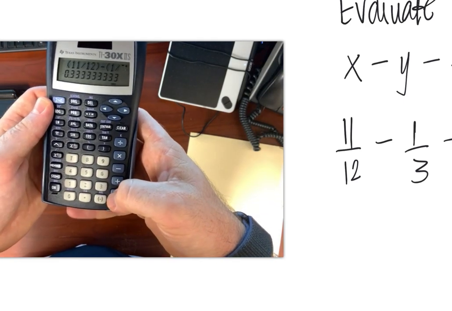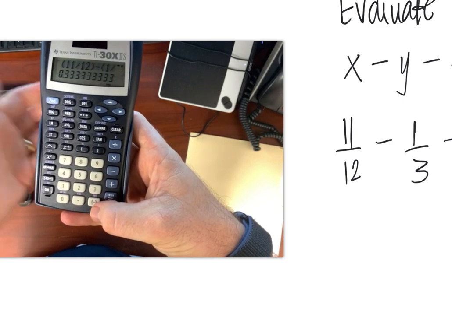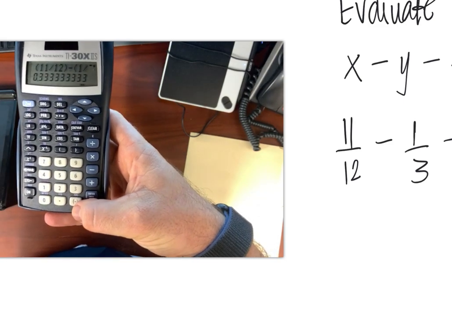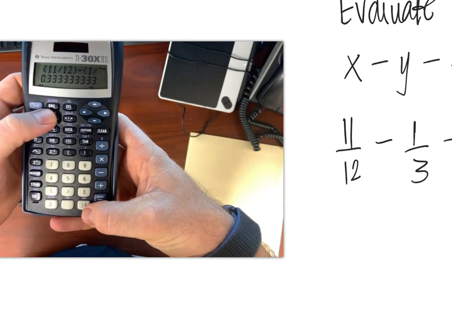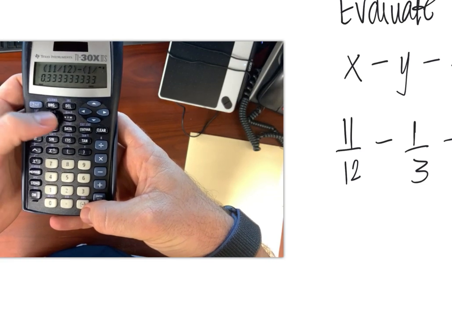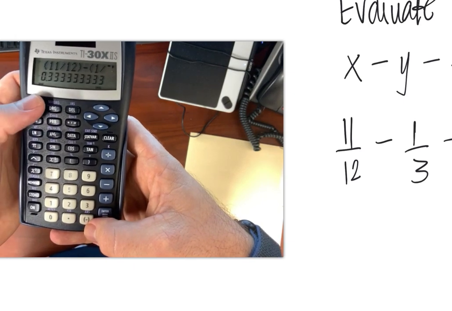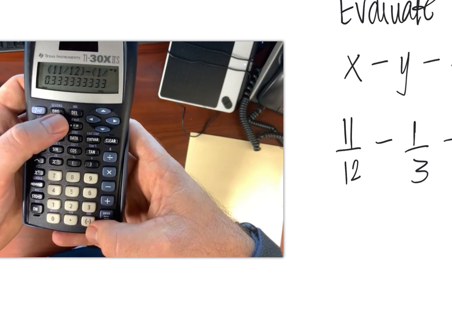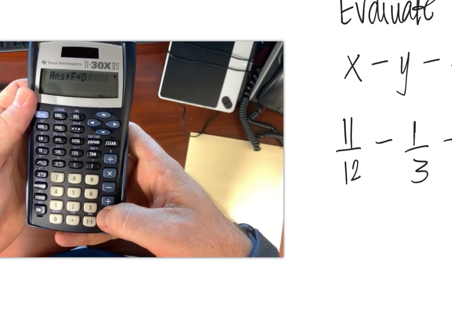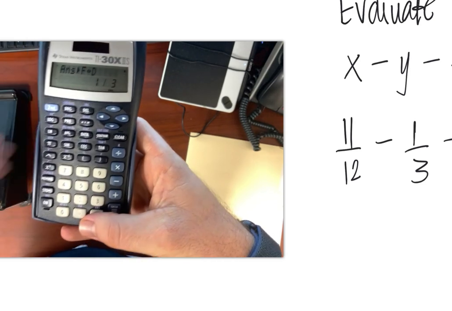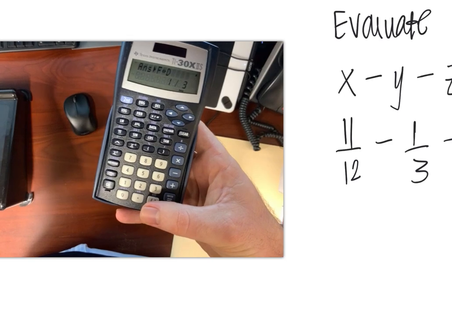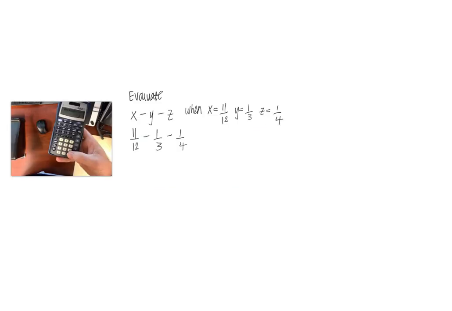Enter, that's 0.3 repeating, but if I don't know that that is 1/3, you can press second and then the FD key right here, or the PRB lets you do the fraction decimal option if you press second first. So press second, then press that PRB FD key, enter, and that tells you 1/3. So our answer is equal to 1/3.